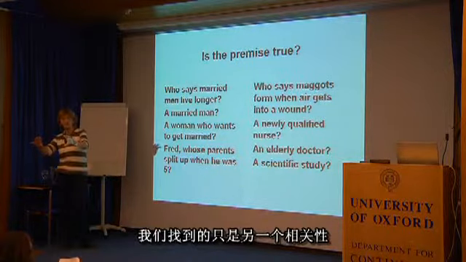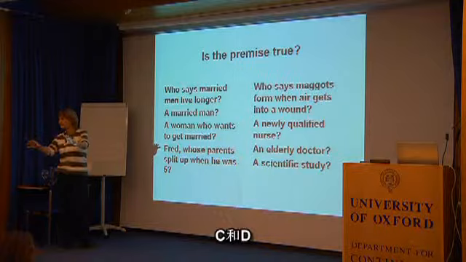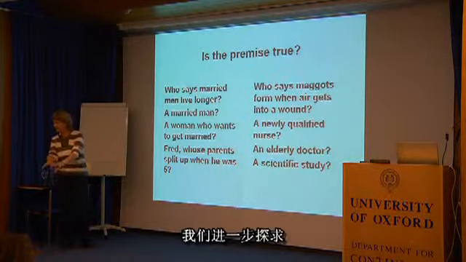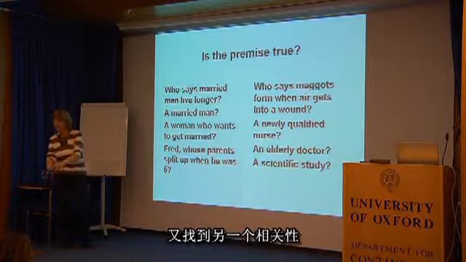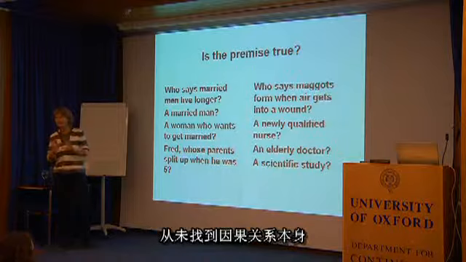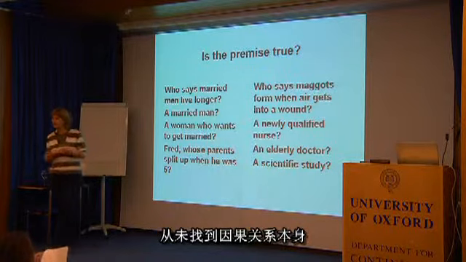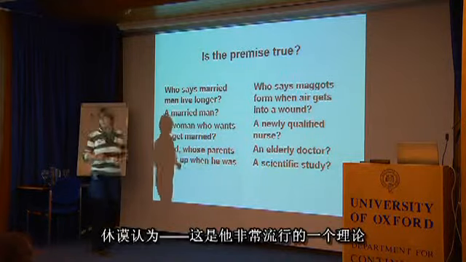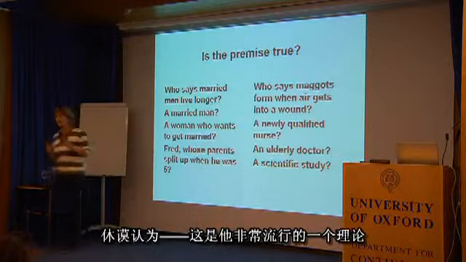We'll just find another correlation, C and D. Okay, and so why do we think C and D are correlated? We look further and we see yet another correlation. So all we ever see is correlation. We never actually see the causal relation itself. We can never get to the causal relation itself.